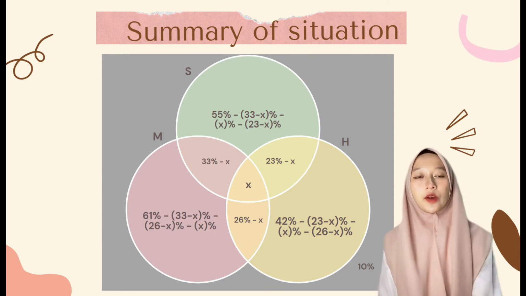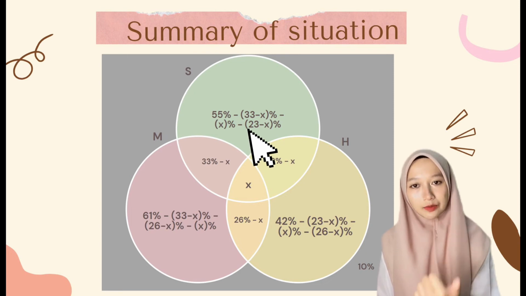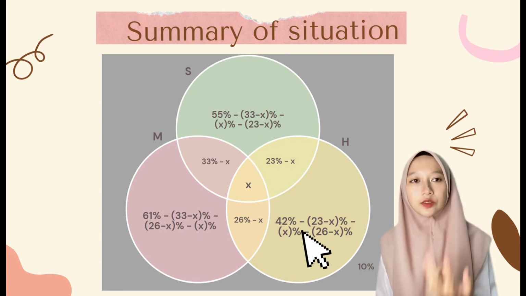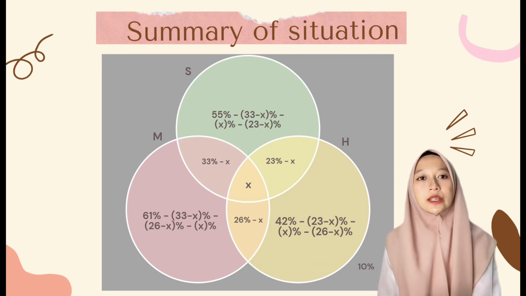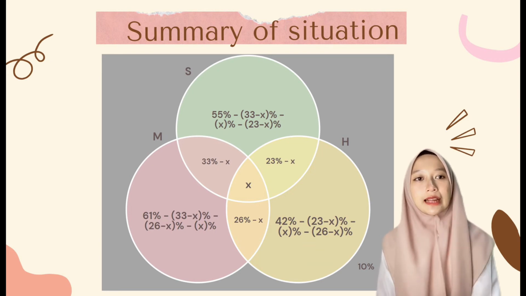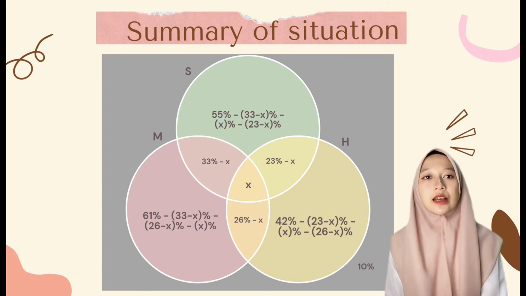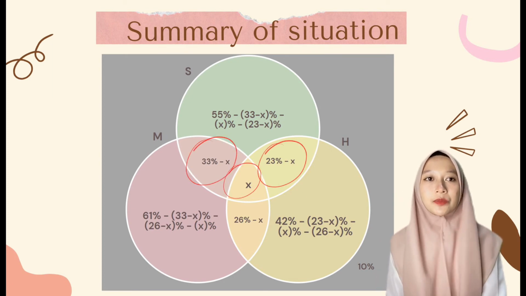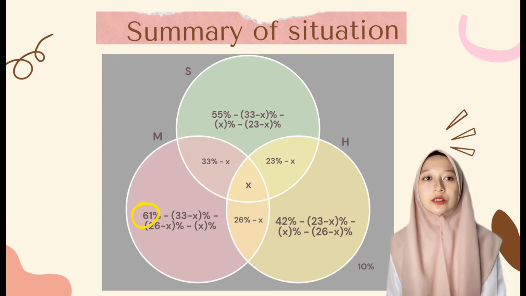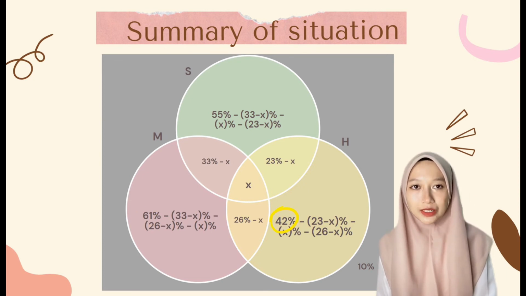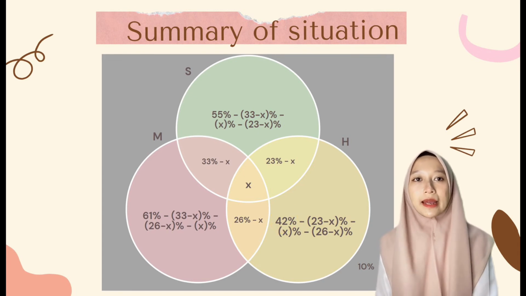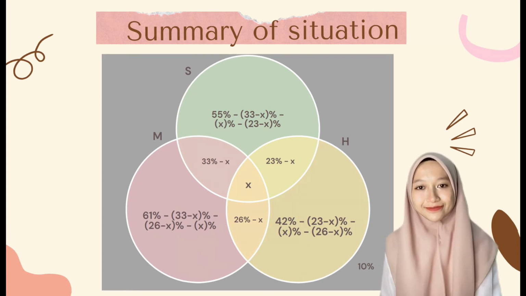After that, we need to find the number of students who like only the science subject, math subject, and history subject. From the previous information, the total number of students who like science is 55%. So, if we want to find only S, just minus all these parts. Same like the math subject, we know the total number of students who like math is 61%. And the total number of students who like the history subject is 42%. So just minus, and we get this part.